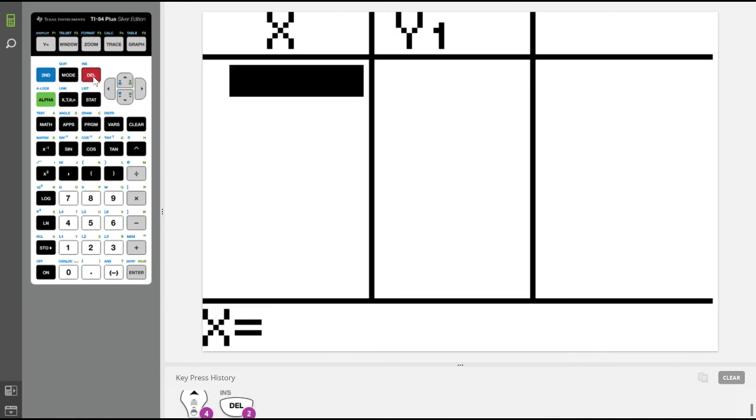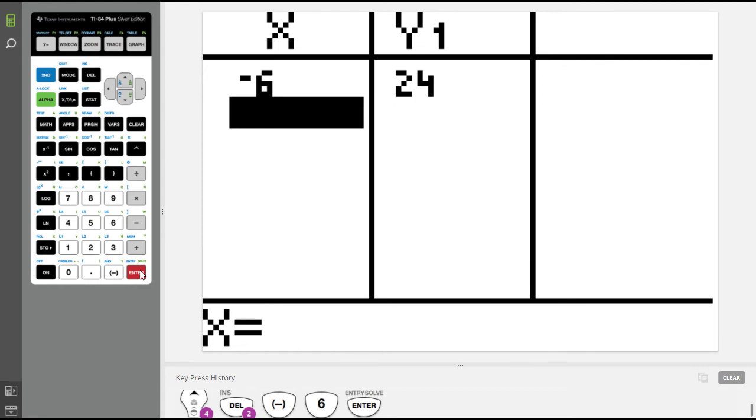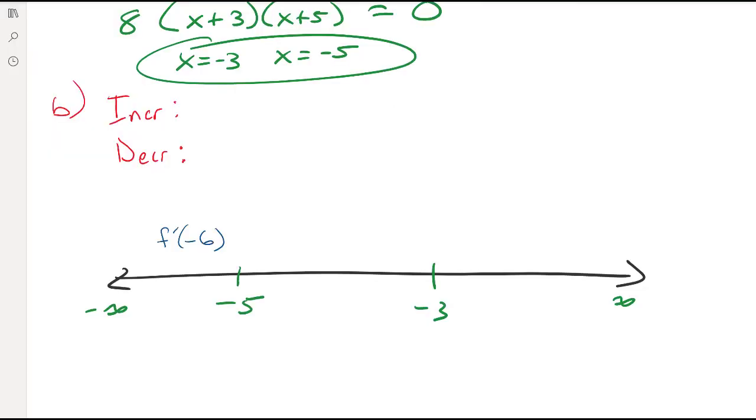I want to type in a -6. And so f prime of -6 is a positive 24. So what does that mean? That means I'm going to put a plus in here. That indicates that in this region, any x value between -infinity and -5, our first derivative is going to be positive, which means our function is increasing.